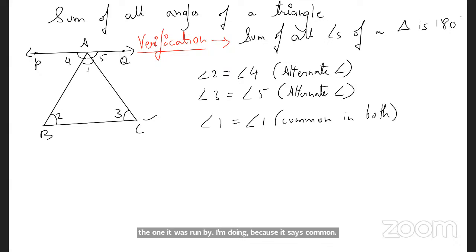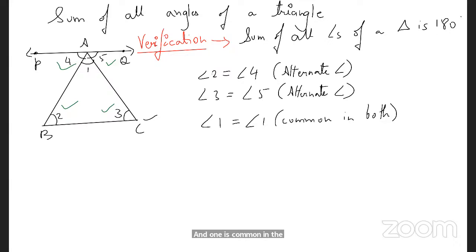I'm using the green to show you 2 and 4. This is angle 2, this angle, and this is 4. You can see that they are forming alternate angles. One is here and the other one is here. And then 3 and 5: 3, this one, and 5, this one, again alternate angles. And 1 is common in the triangle also. In 1, 2, 3, 1 is common, and in 1, 4, 5 also 1 is common.